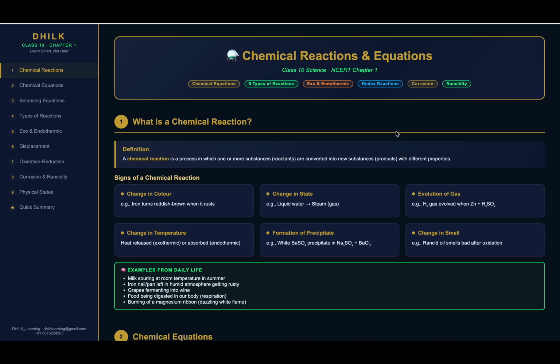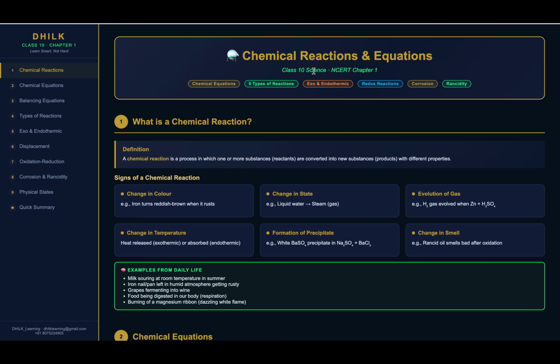So in this video we are going to cover the complete first chapter of class 10 CBSE chemistry, which is chemical reactions and equations. This is going to be a one shot video, meaning we will go through the entire chapter from start to finish all in one go. So make sure you are comfortable and let us get started. So alright, let's begin.